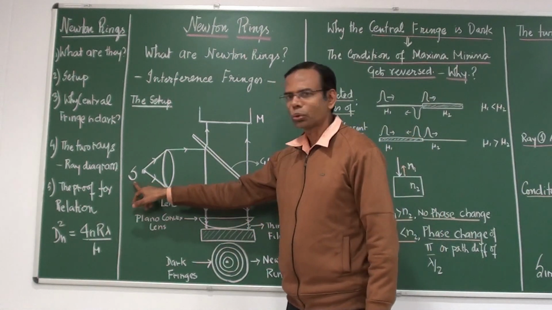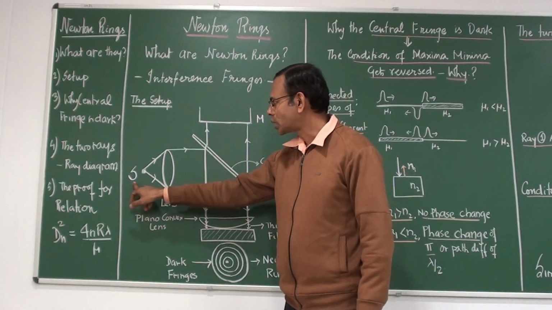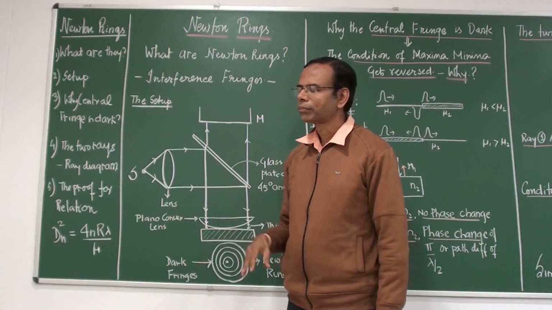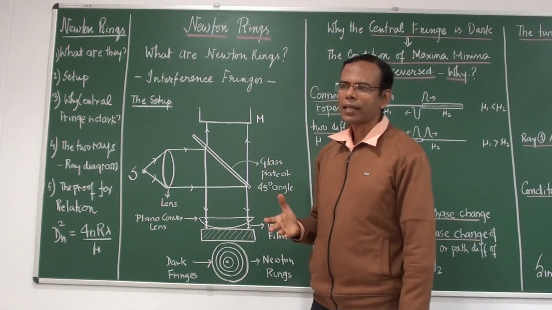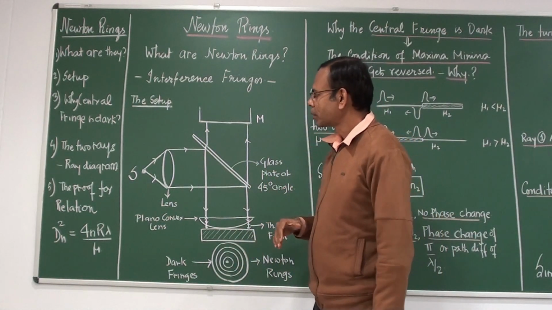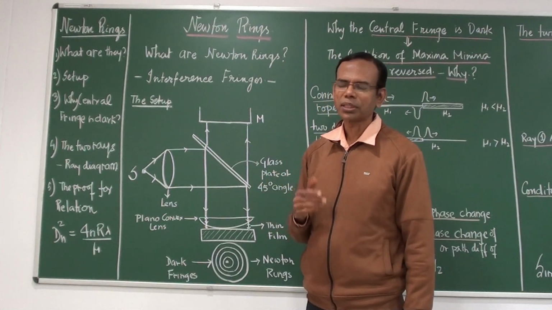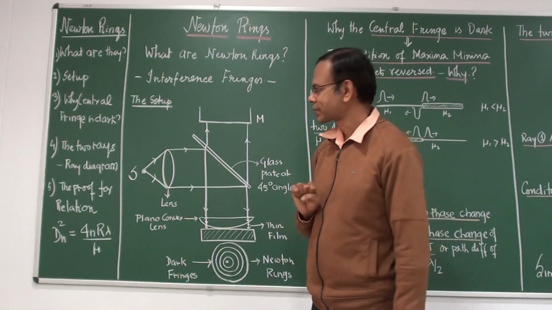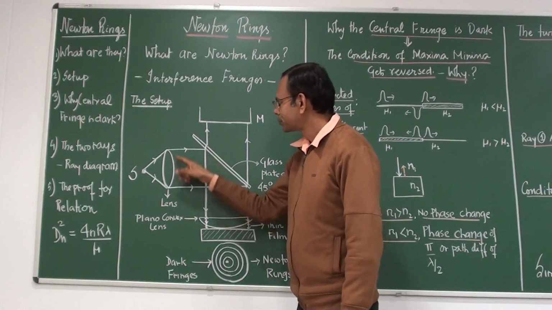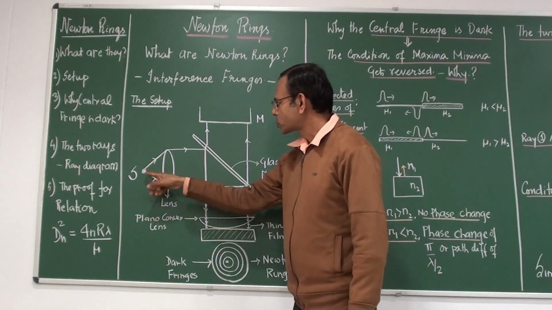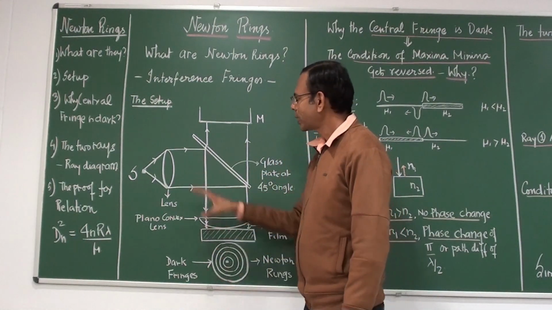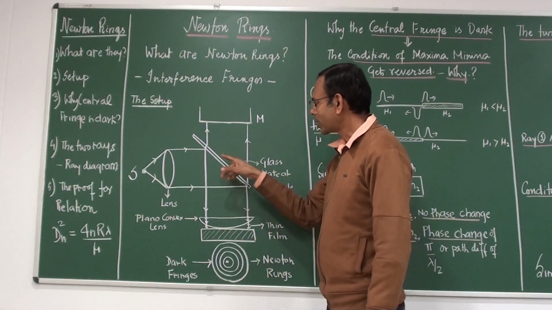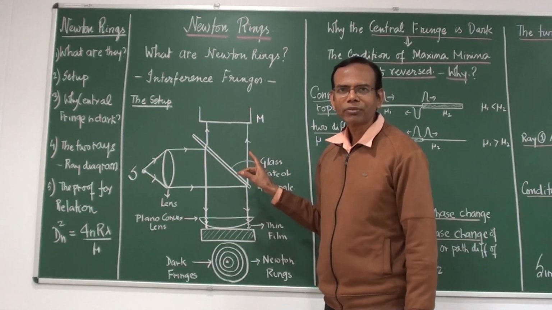Here we have a source, and we use a sodium vapor lamp, that is sodium light, which is yellow light. Sodium light is considered monochromatic because it has two wavelengths very close to each other, 589.3 and 589.6. Then there is a lens. The source is kept at the focal point of the lens and you get a parallel beam of light. That light gets reflected by a glass plate which is kept at a 45-degree angle.